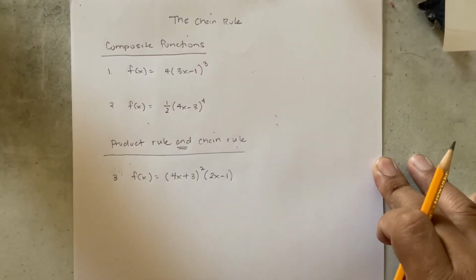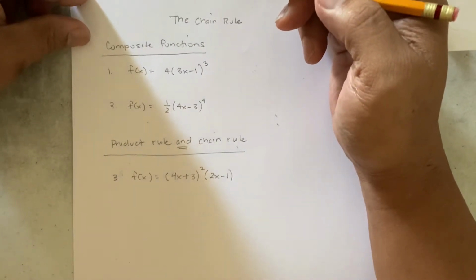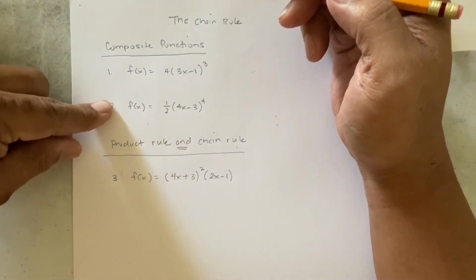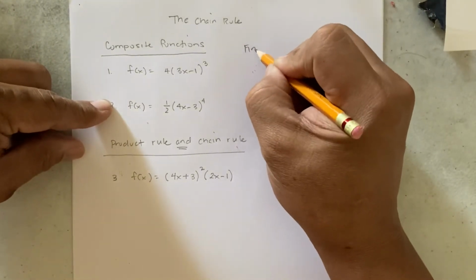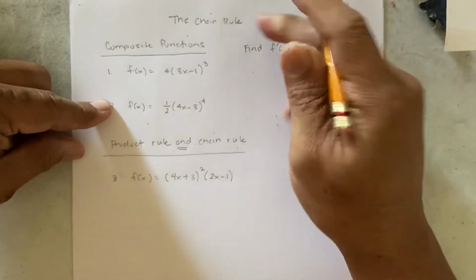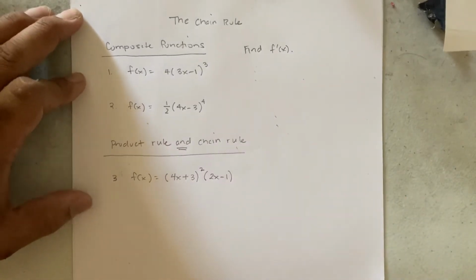Today we're looking at the chain rule and the product rule and the chain rule. Here's the composition of functions, and we're going to look at how to find the derivative. What we have to do is find f prime of x, the derivative, for all of these.